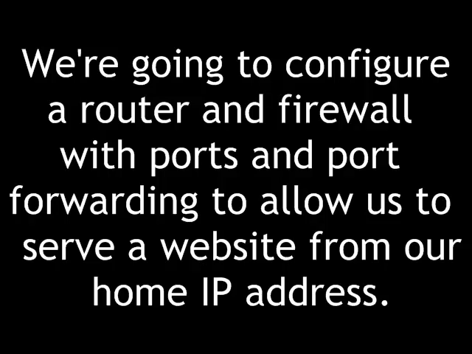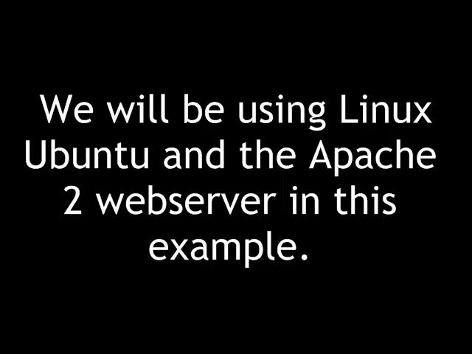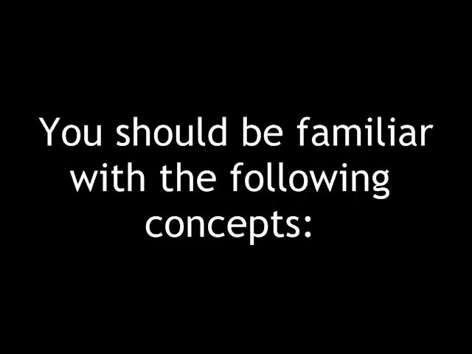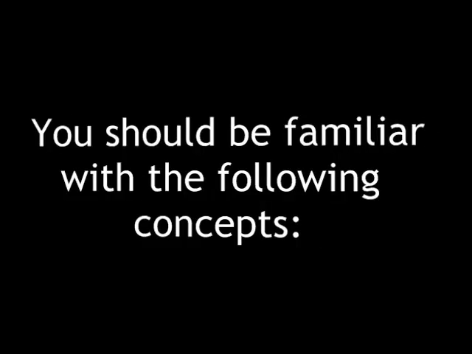Today, we're going to configure a router and firewall with ports and port forwarding to allow us to serve a website from our home IP address. We will be using Linux Ubuntu and the Apache 2 web server in this example. However, you can configure the exact same settings if you're using Windows 7 or 2008 and Internet Information Services as your web server. You should be familiar with the following concepts.